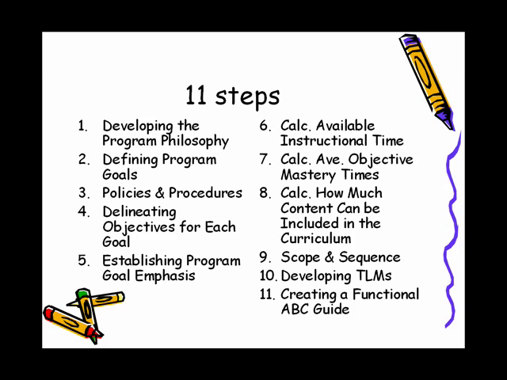The second step of the ABC model is defining your program goals. Those are your big things that you want your students to know by the time you're done with the program. Step 3 is identifying the different policies. The policies would be things like the state mandated curriculum. You have district policies on how often you teach your classes. In some states you only teach every other day or once a week, so those are different policies that you have to identify in your curriculum.